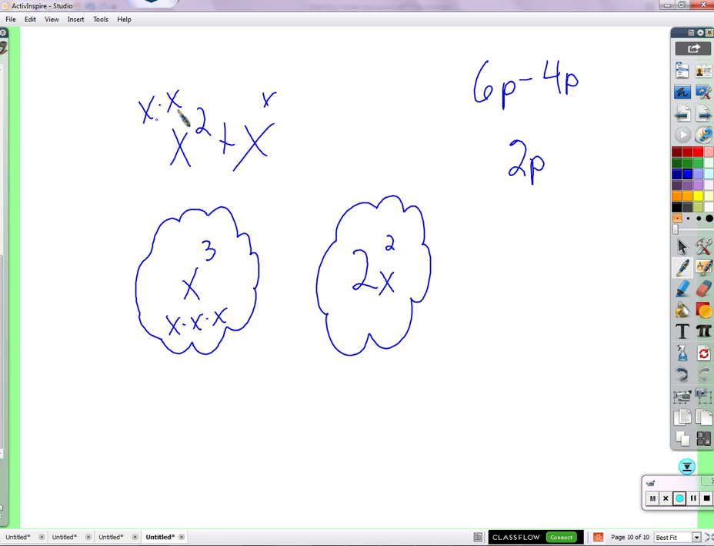We have x times x plus x, right? Plus. We're adding them. Okay? So there are 3 x's here and 3 x's here. This last x is being added, and this last x is being multiplied.